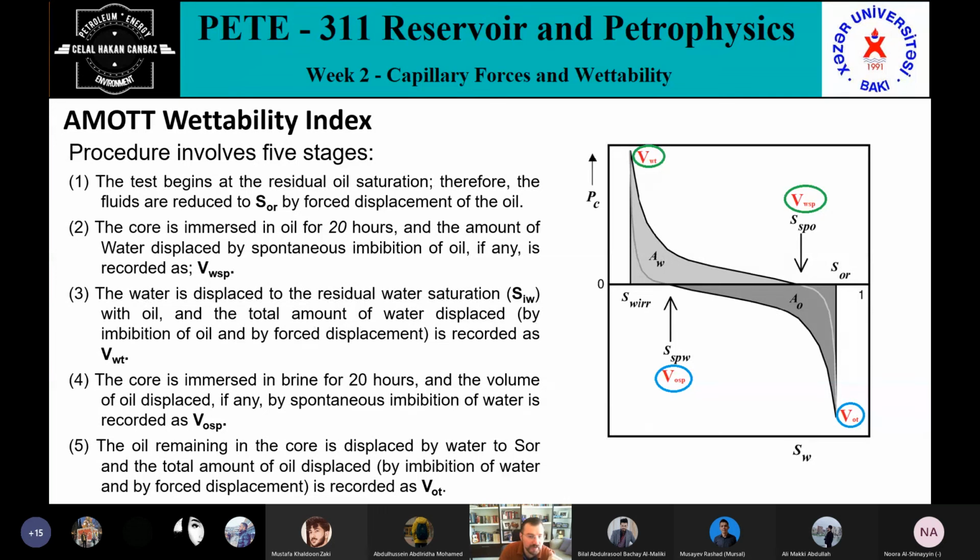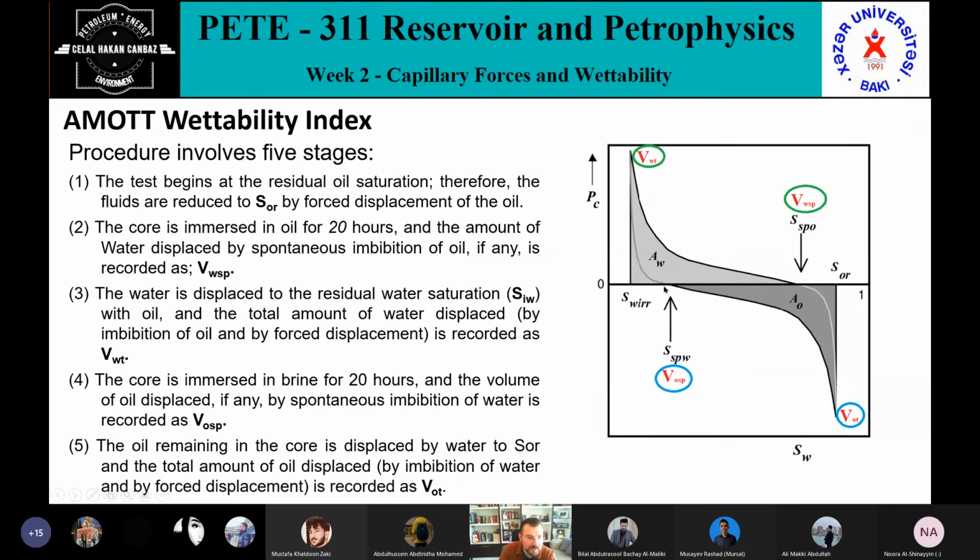Later on, the core is immersed in brine for 20 hours, again spontaneous immersion. This time I put it inside the brine for 20 hours, mostly in vacuum, and see how much of the oil will be changed with the water phase. Oil will go out, and water comes inside. This is called spontaneous immersion, and I reach a certain value. After 20 hours, I record the volume changed as VOSP.